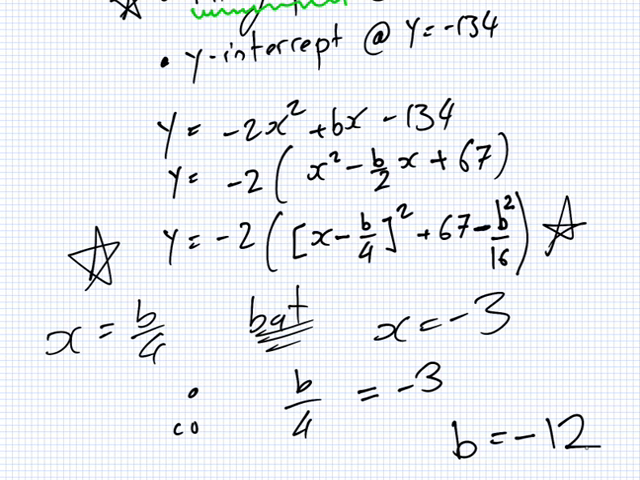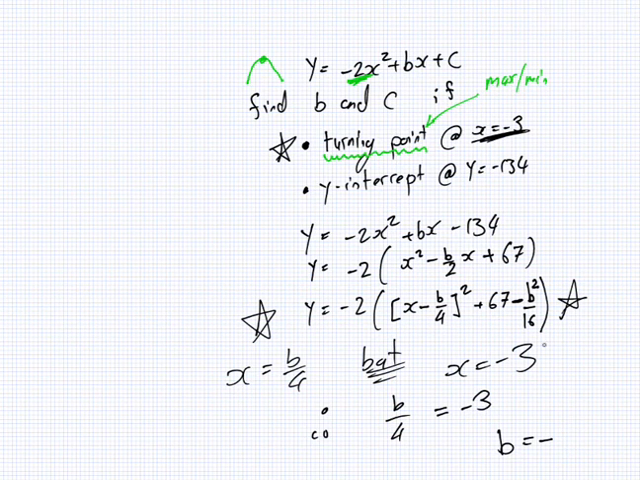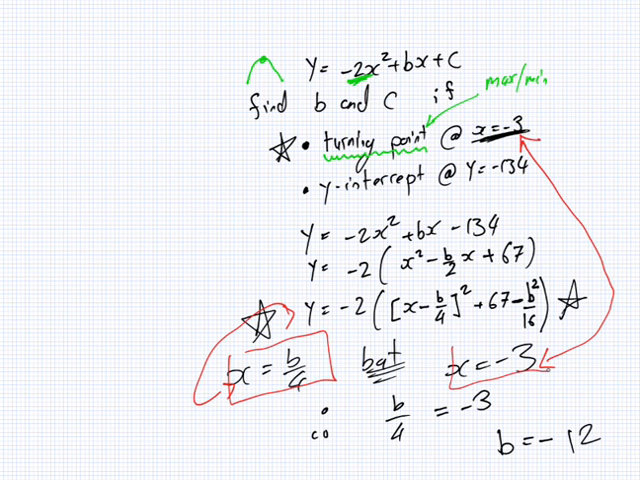Now, if you want, this here came from the question, and this one here came from here. So I put the two together. x equals b over 4, x equals minus 3, therefore b over 4 equals minus 3, which means b equals minus 12. Okay, so how do you get x equal b over 4?